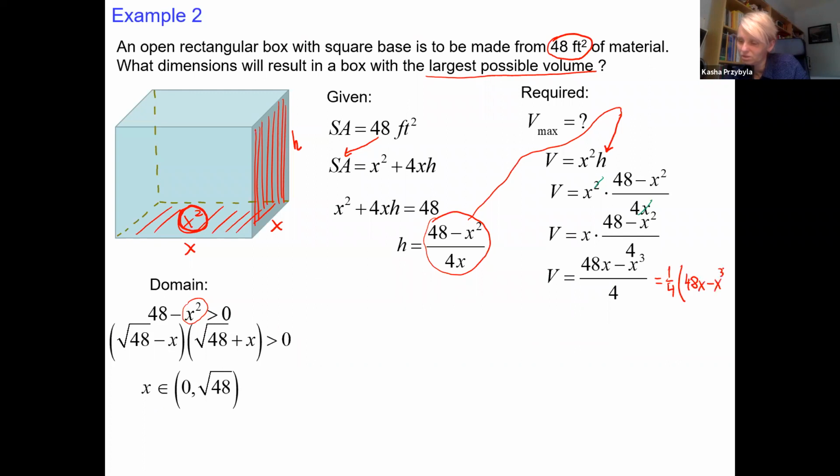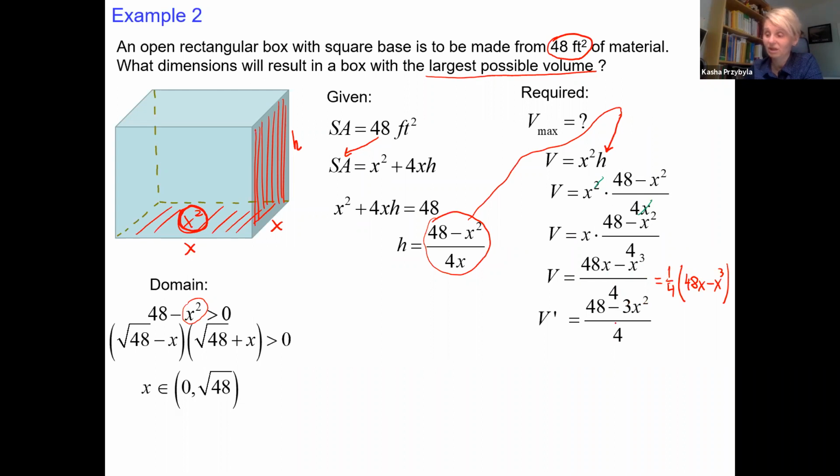48x minus x cubed. The only thing I want to rewrite a little bit is because I don't want you to think that we have to use the quotient rule. As soon as there is no x, no variable in the denominator, it's not a quotient, it's just a constant. Okay? That means for the derivative, because we know we have to find the derivative, we don't have to use the quotient rule. That means 1/4, and then it's just the derivative of the top, 48x minus x cubed, which will give me 48 minus 3x squared.